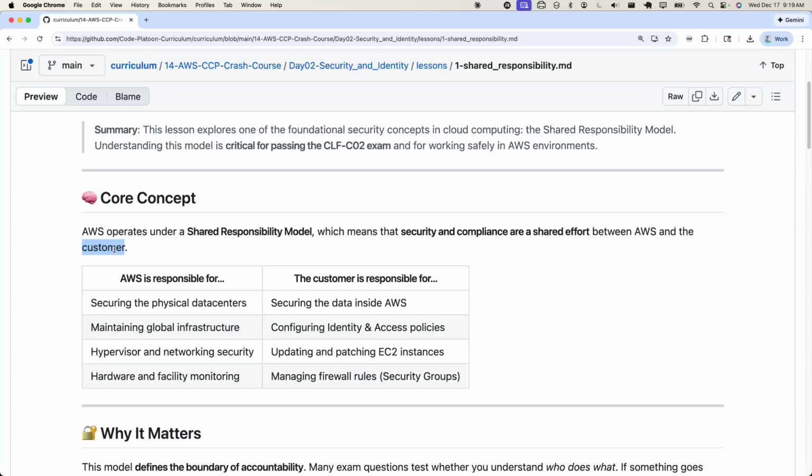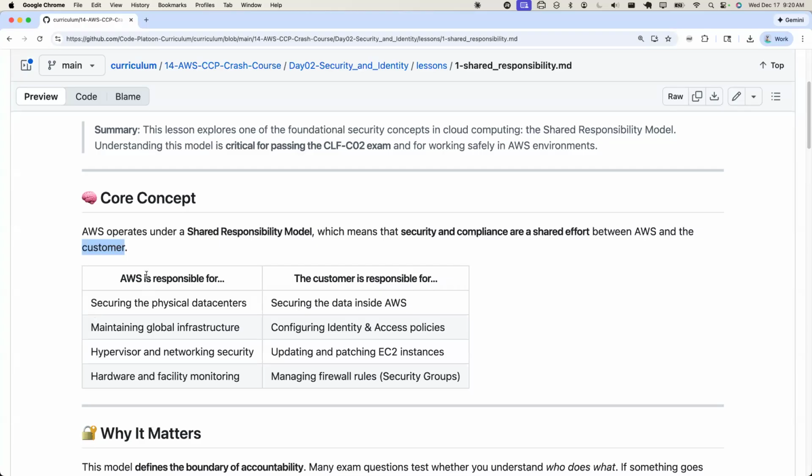AWS is responsible for some things. We are responsible for others. And this sounds simple, and it mostly is. However, the exam being a concept-based multiple choice exam, you're going to see a lot of this jargon, right?